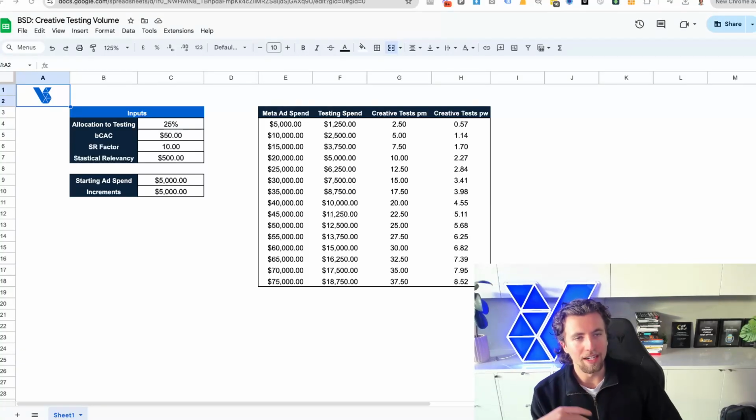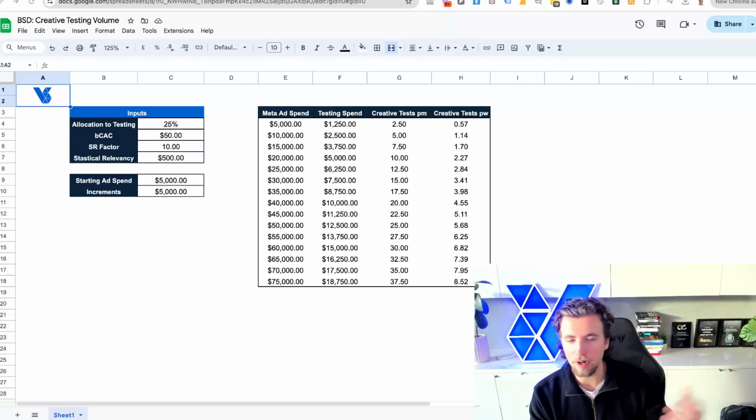The number one question I get asked is how much creative testing volume do I need to be doing in my Meta account to hit specific spend thresholds? So I've created this calculator which allows you to input allocation to testing, your current blended CAC, with a statistical relevancy factor that then outputs how much creative testing volume you should be doing per month and per week. So let's run through an example of this calculation.